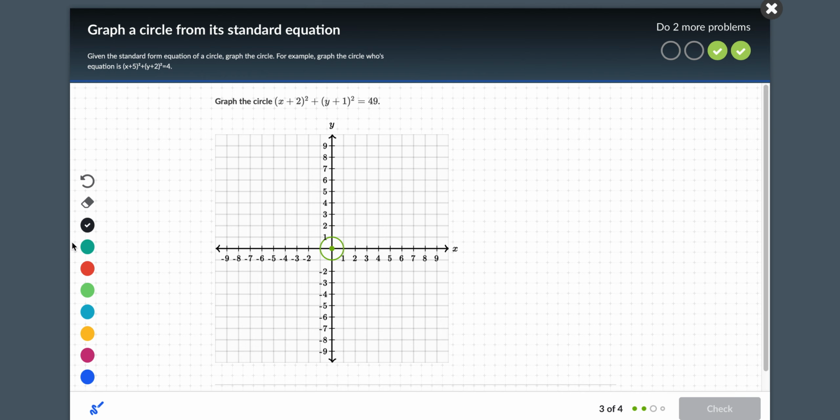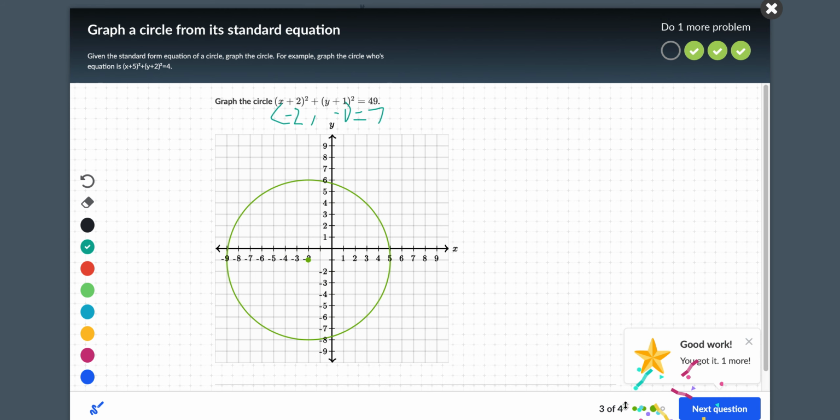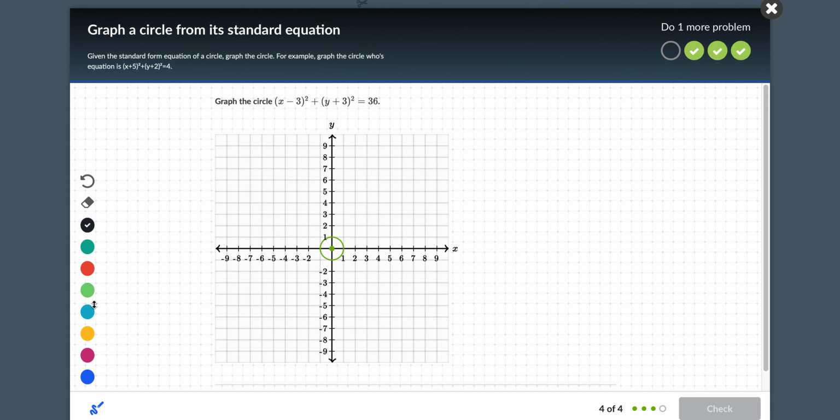So reverse this to -2. Reverse this to -1. Make this the square root, which is 7. And now these are still part of the ordered pair. Made them too far apart. All right, so -2, -1, and we need to increase the radius to 7, and it's already at 1. So 2, 3, 4, 5, 6, 7. Check.